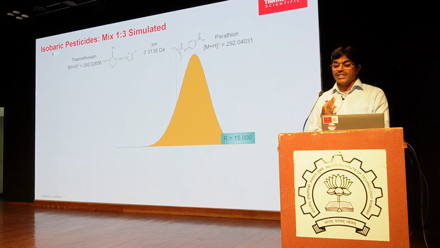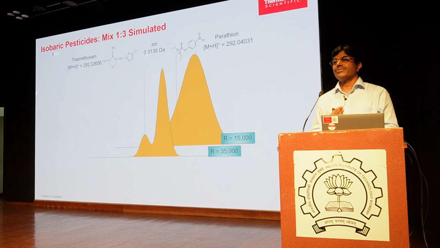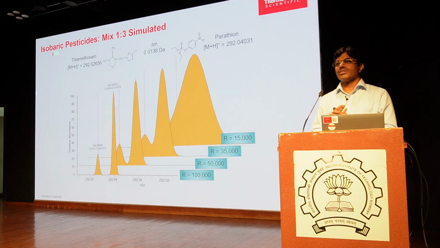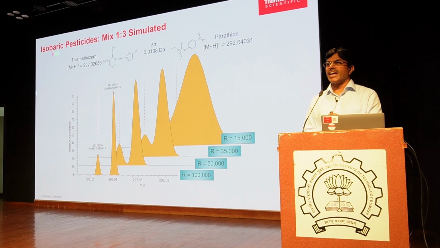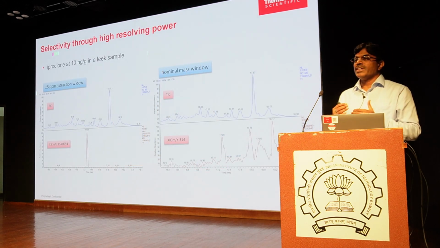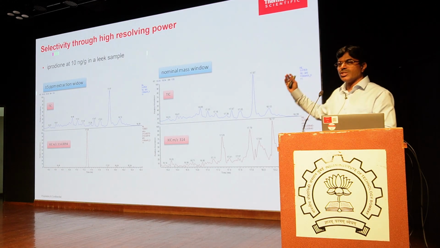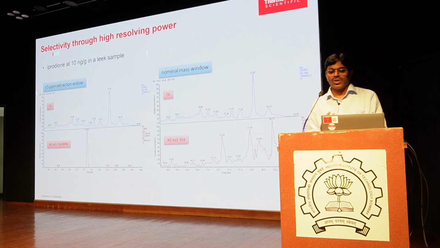But as I go on increasing the resolution power to 35,000, I see some peak separation. As I go to 50,000, I can see baseline resolution. So resolution power separates the isobaric species. And then at 100,000, clear-cut baseline separation, just by increasing the resolution power. So the benefit you can see here is that isobaric species can be separated using high resolution. And say if you have a very dirty background, now this particular spectrum on the right that you're seeing is a nominal mass spectrum, like in your single quad or a triple quad.